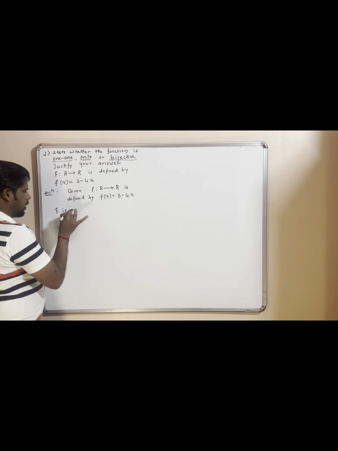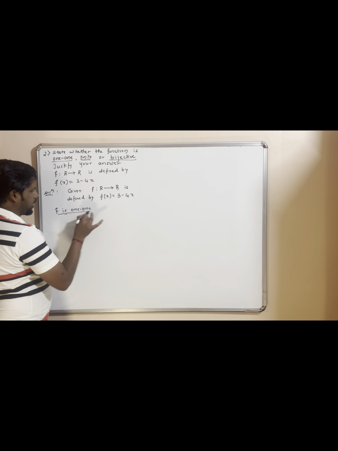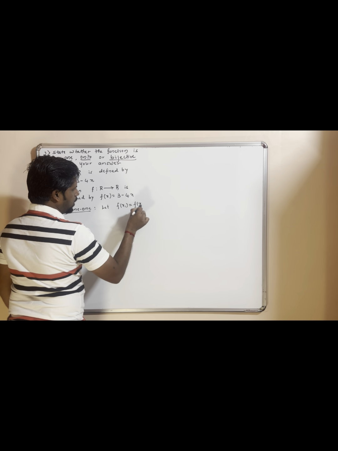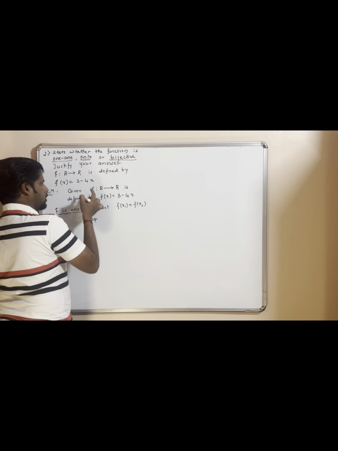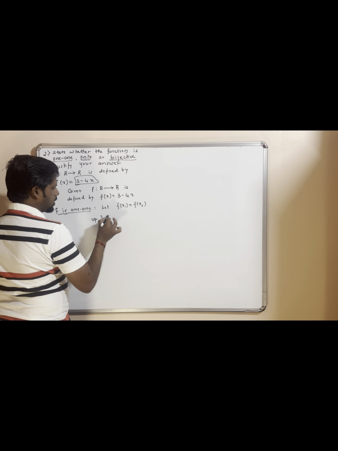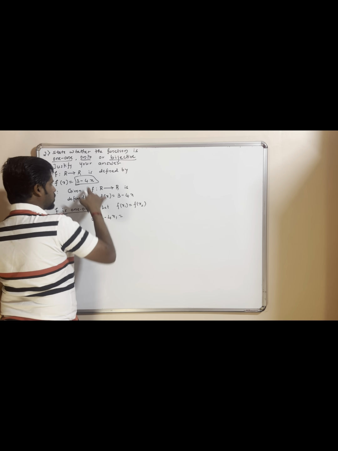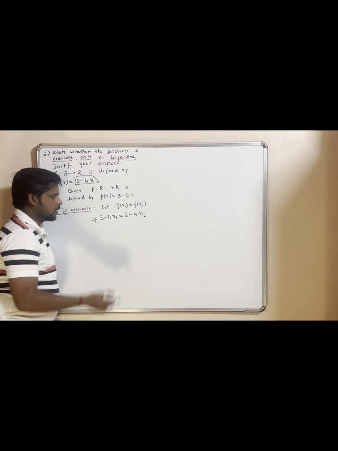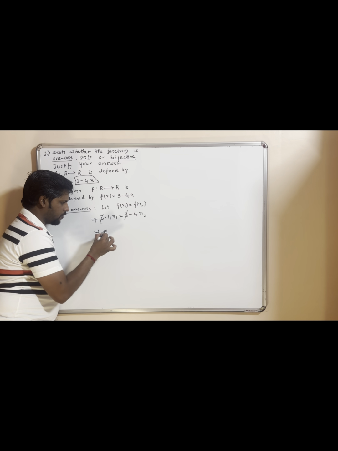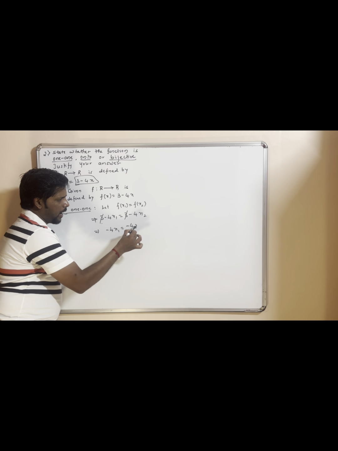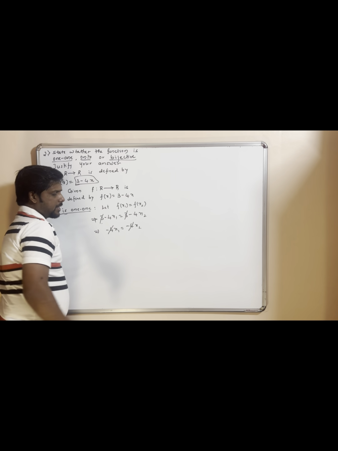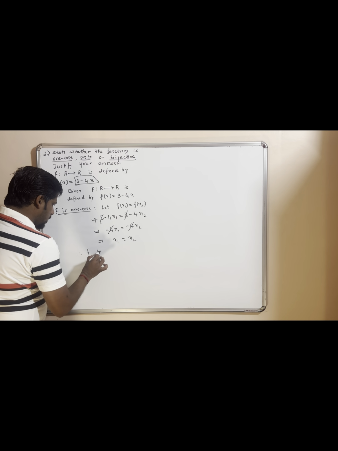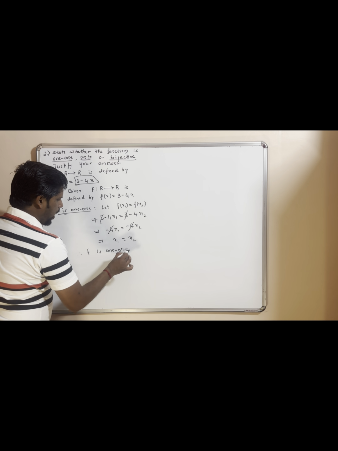What have they asked? We must prove f is one-one, right? So let f of x1 is equal to f of x2. Then what is f of x1 here? The function is 3 minus 4x, that is 3 minus 4x1 is equal to f of x2, that is 3 minus 4x2. Just replace x by x1 and x2, right? Here the 3 gets cancelled. We remain with 4x1 is equal to 4x2. The 4 gets cancelled. We remain with only x1 is equal to x2. So therefore f is one-one.